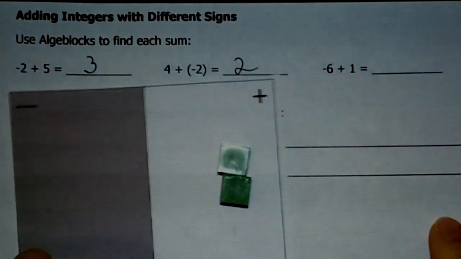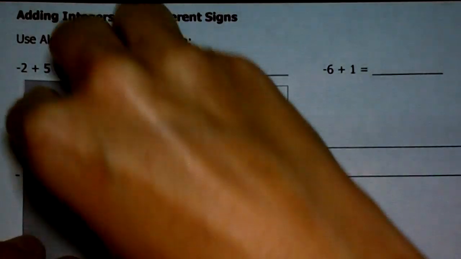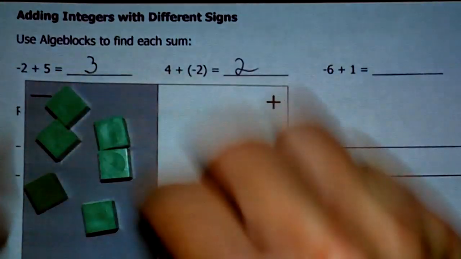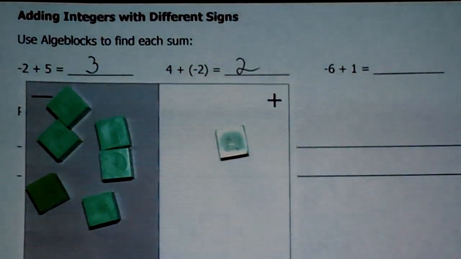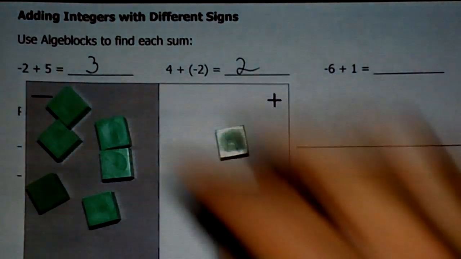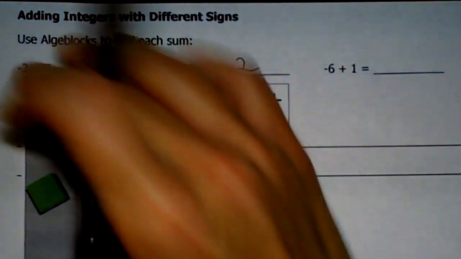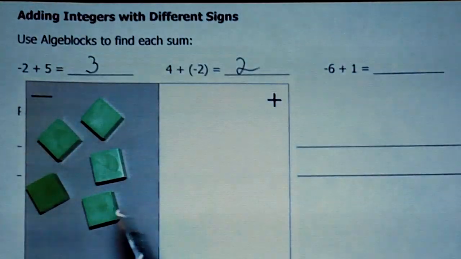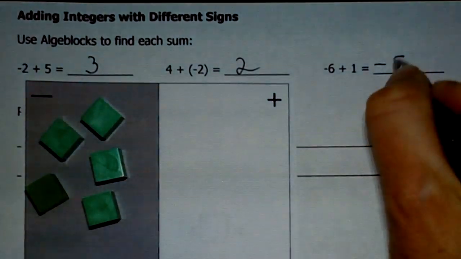The last example here, I have a negative 6 plus a positive 1. So negative 6 would be on the left side of the mat, and a positive 1 would be on the right side of the mat. It's not 7. I don't have 7 of either kind. I have a 0 pair though. I have a negative 1 and a positive 1 that can cancel out. Once I can't cancel out anything and I'm left with blocks on only one side of the mat, then I can give my answer. I have 1, 2, 3, 4, 5 negatives.